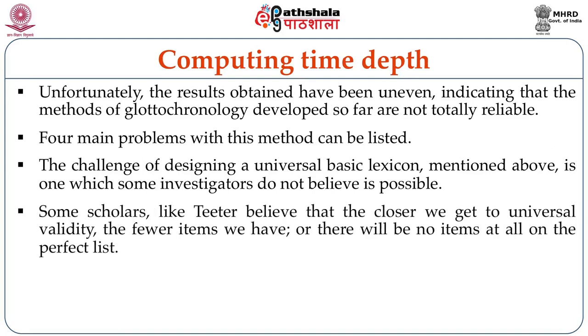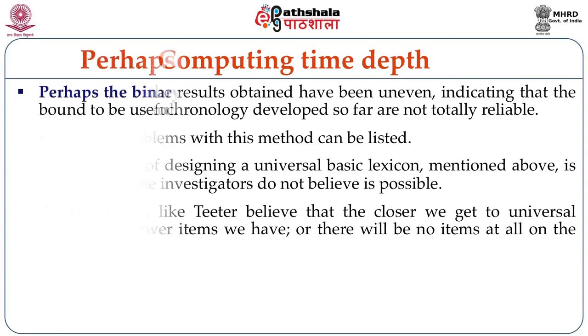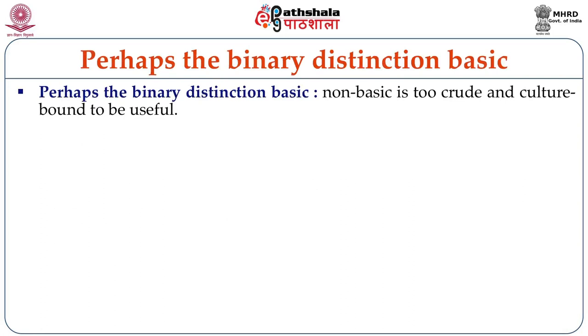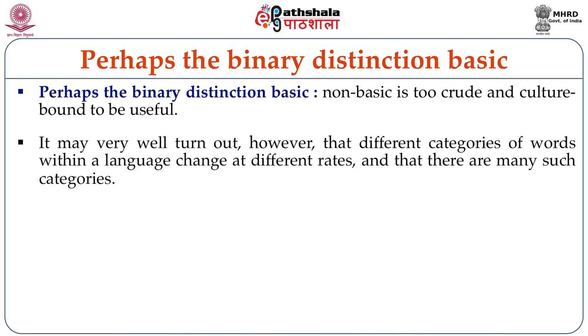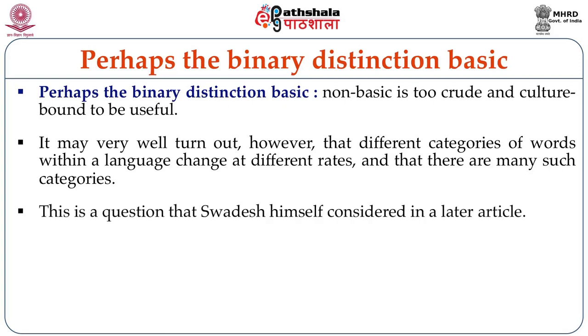Some scholars like Theater believe that the closer we get to universal validity, the fewer items we have, or there will be no items at all on the perfect list. Perhaps the binary distinction, basic versus non-basic, is too crude and culture-bound to be useful. It may very well turn out, however, that different categories of words within a language change at different rates, and that there are many such categories. This is a question that Swadesh himself considered in a later article.